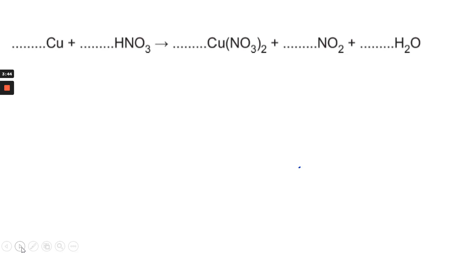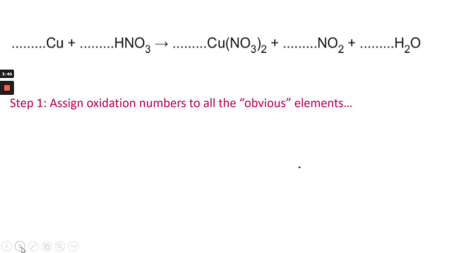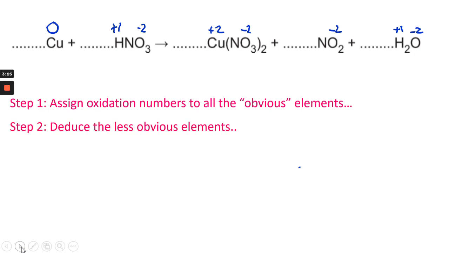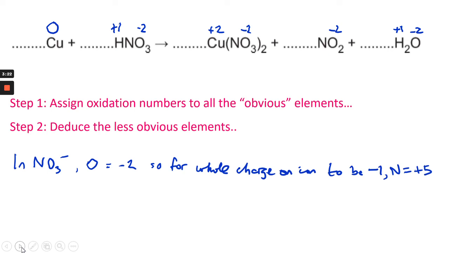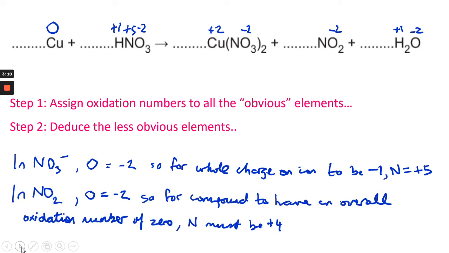So if we take the equation again, first thing to do is to assign oxidation numbers to all the ones that you can obviously do from the oxidation number rules. So that would be your copper, your hydrogen, your oxygen, etc. The next thing to do is to deduce the less obvious element, so that's nitrogen in this case. So in the nitrate ion in HNO3, oxygen is -2. So for the whole charge on the ion to be -1, nitrogen must be +5. And in NO2, on the right hand side, oxygen is still -2, so for the compound to have an overall oxidation number of 0, seeing as it's obviously neutral, there's no charge there, N must be +4, like that.